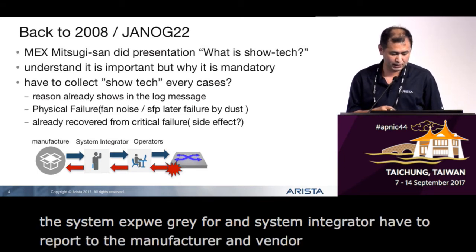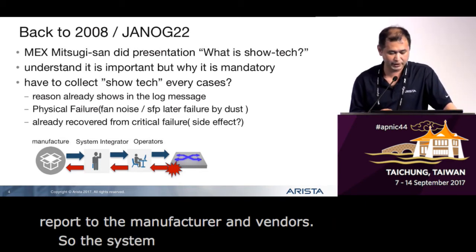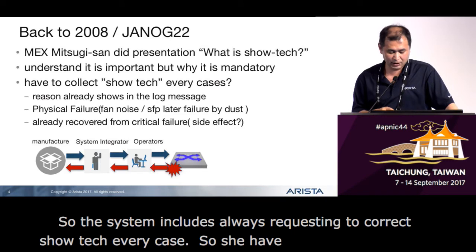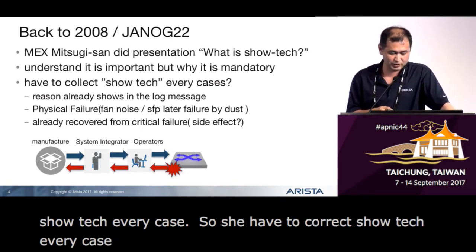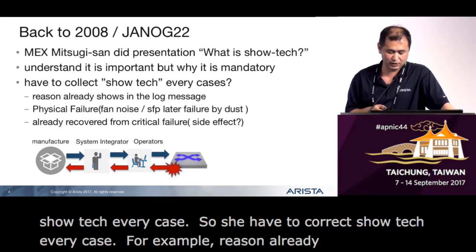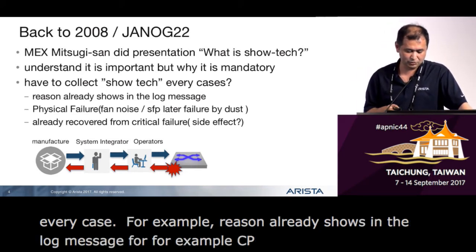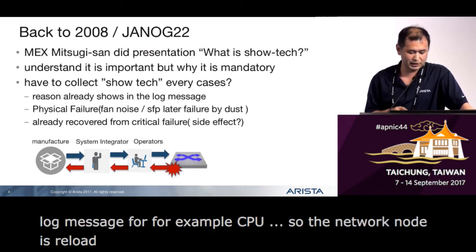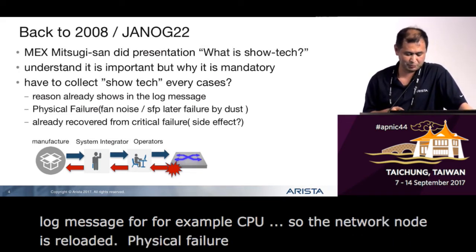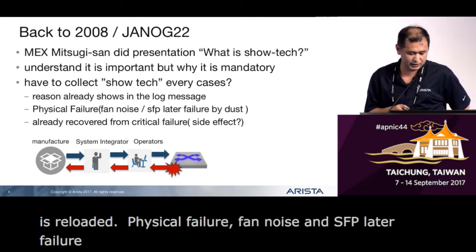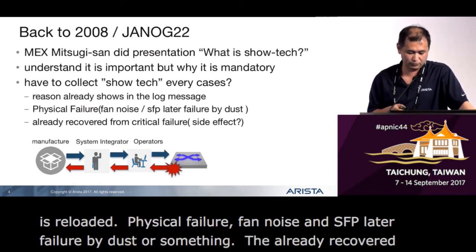So the system integrator always requests Show Tech in every case, and she wondered whether she has to collect Show Tech every time. For example, when these already show in the log messages, such as CPU hog, the network node is reloaded, a physical failure like fan noise, an SFP laser failure by dust or something, or it has already recovered from a critical failure.